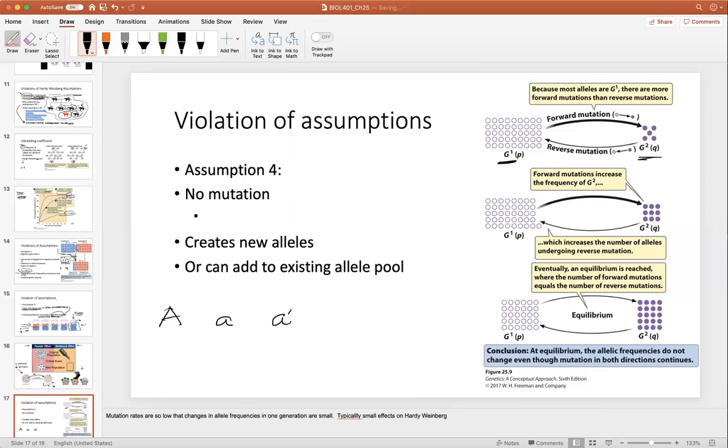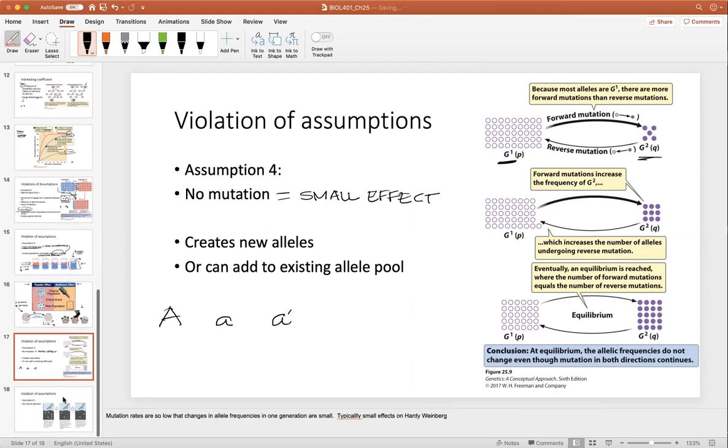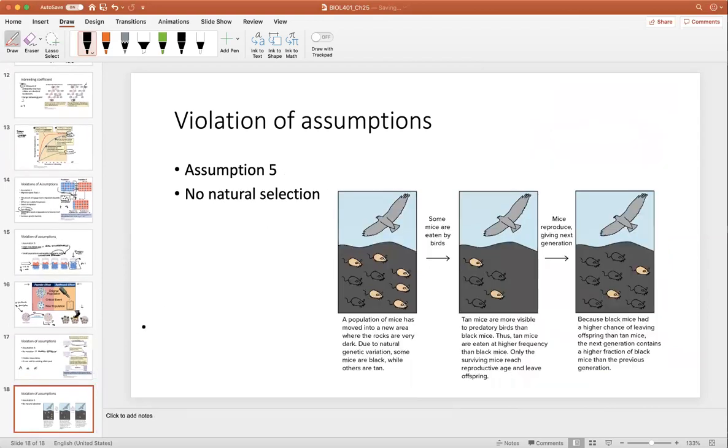Now, the only thing I want to say about this is that mutation tends to have a very small effect on Hardy-Weinberg equilibrium. And that is because mutation rates tend to be very, very low. Okay, so while mutation is an important source of genetic variation, it takes many, many, many generations for a mutation to become prevalent enough in a population that it becomes an allele that would be part of our Hardy-Weinberg calculations as population geneticists, okay?